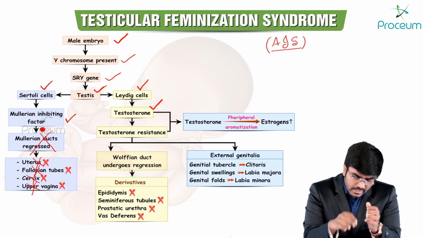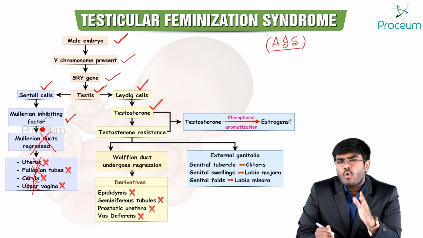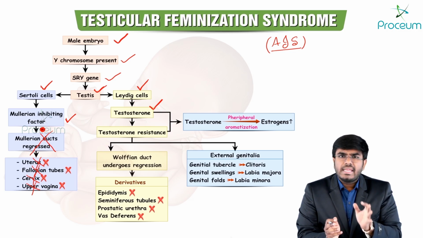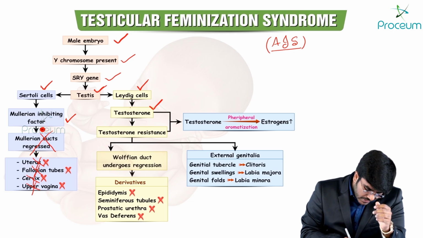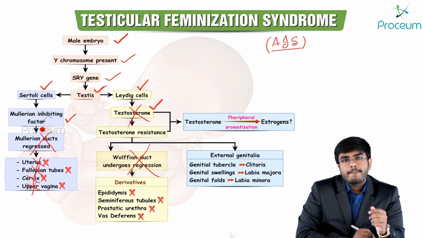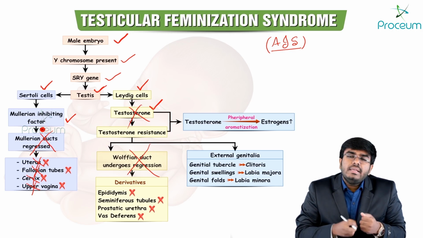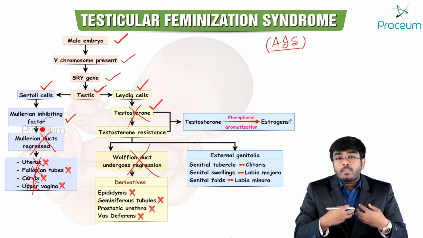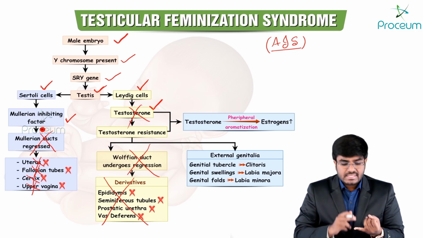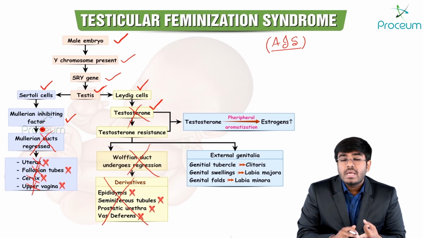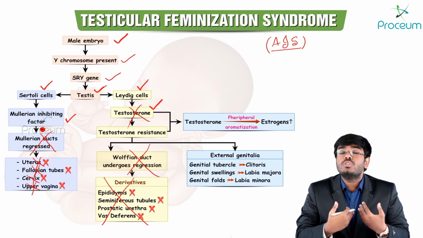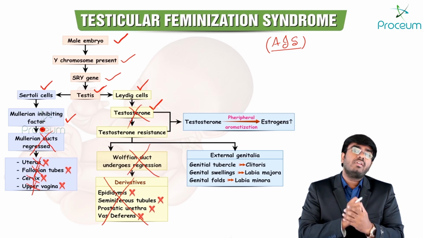Now, what happens with the Wolffian duct? Just tell me. Wolffian duct development needs testosterone. If there is no testosterone, the Wolffian duct will undergo regression. If Wolffian ducts are regressed, the male internal reproductive organs are not going to form. So epididymis, seminal vesicles, seminiferous tubules, prostatic urethra, vas deferens, all these structures which are supposed to form in a male, are now not developing.